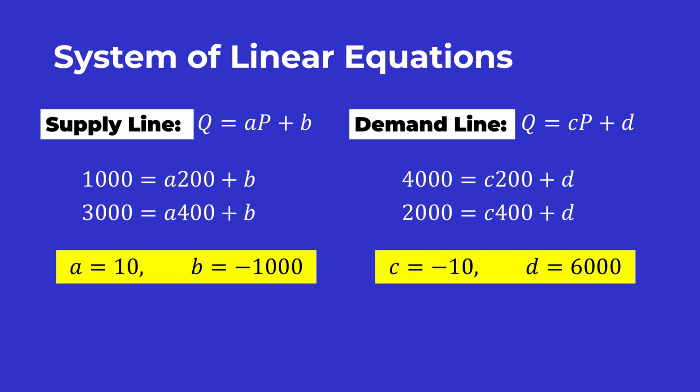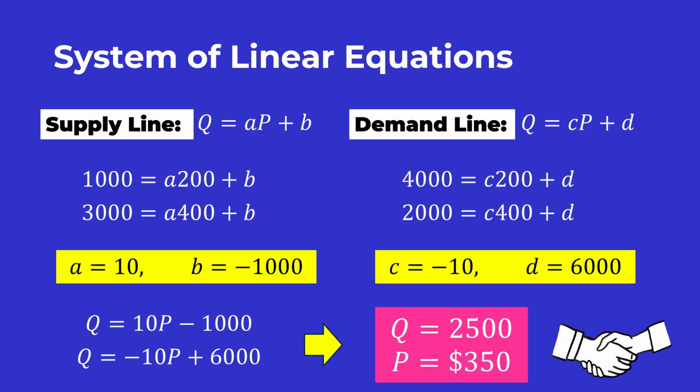Plugging these values in our supply and demand equations gives another system of linear equations. Again, we have two equations and two unknowns. Solving this gives the perfect price and quantity to achieve market balance. Now you know how systems of linear equations can help in solving real-life problems.